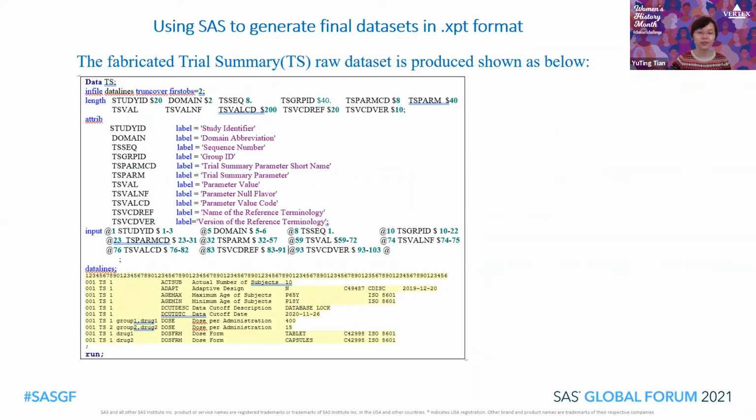So this slide shows us how to create the raw TS dataset in SAS. Here, we created the 11 standard variables, corresponding with CDISC documents. So this fabricated dataset shows some parameters that we required or expected in the trial summary dataset.